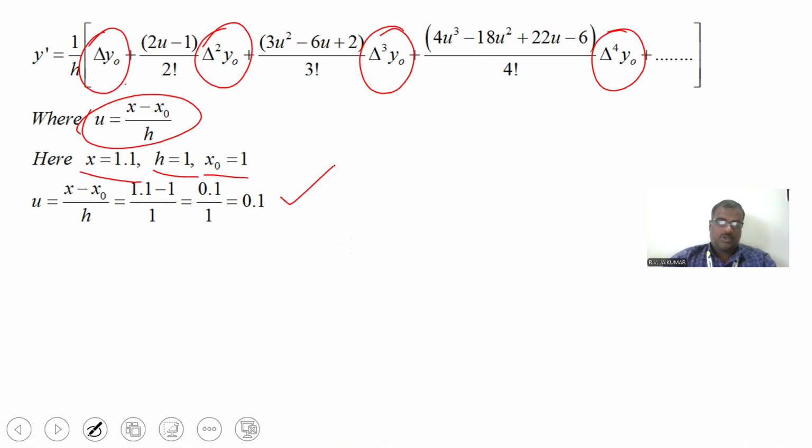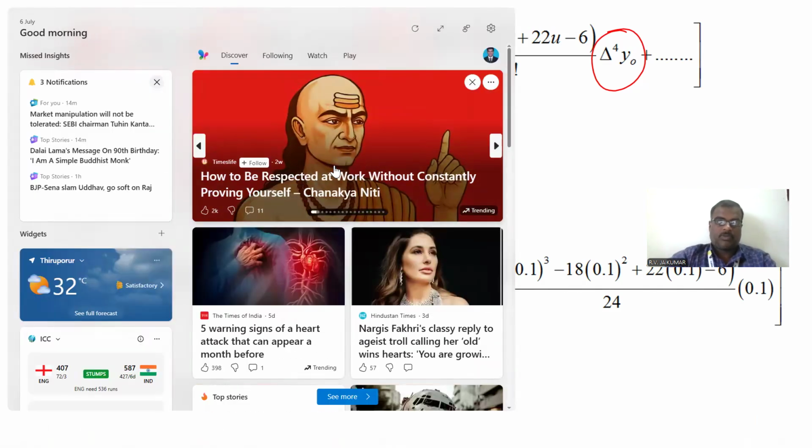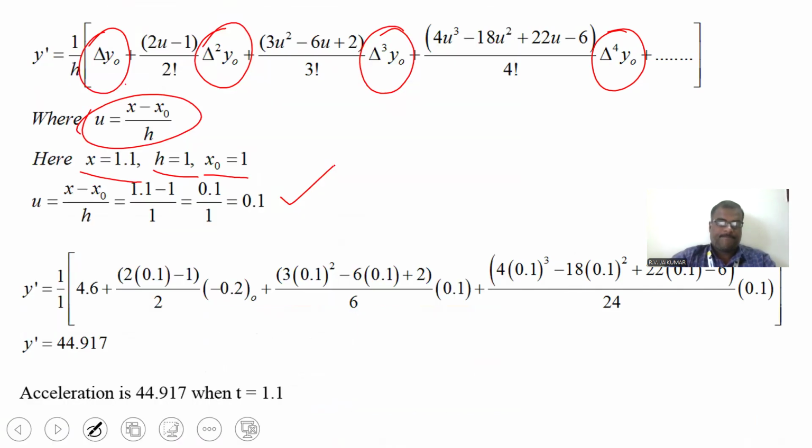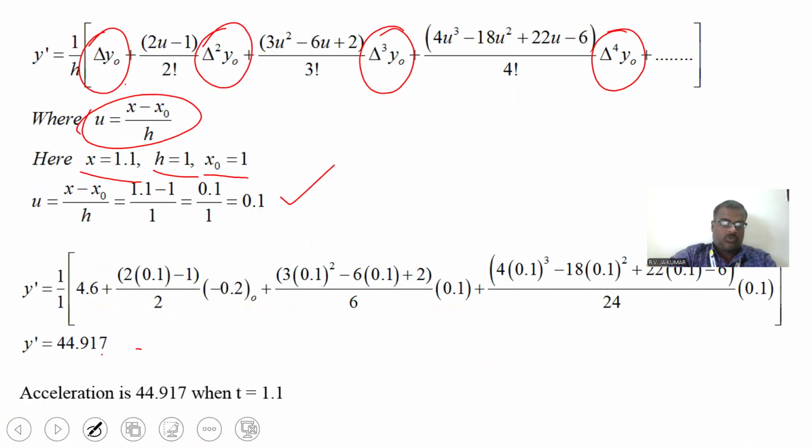You can substitute the u value and the forward difference operator values. Finally, we obtain y dash, 44.917, which is the acceleration of the given problem. So this is one of the ways to calculate the acceleration for this problem.